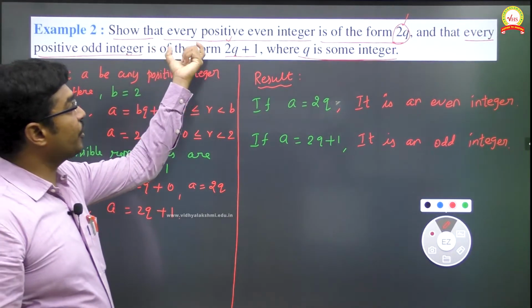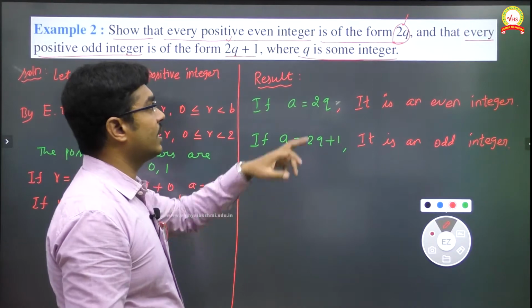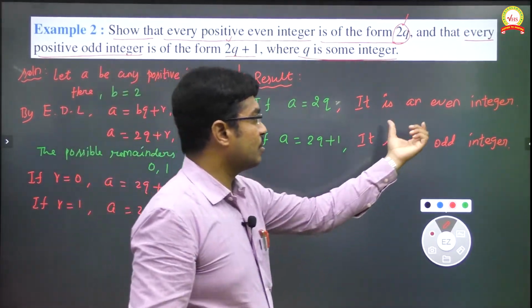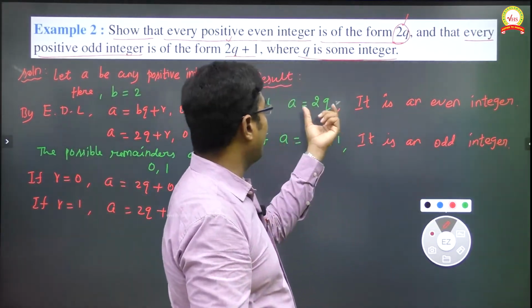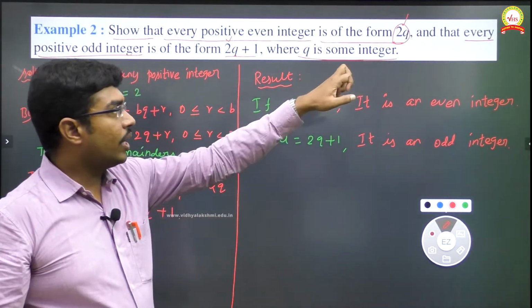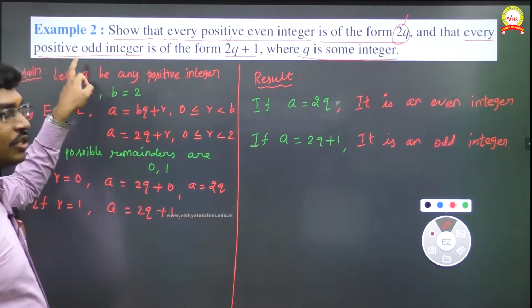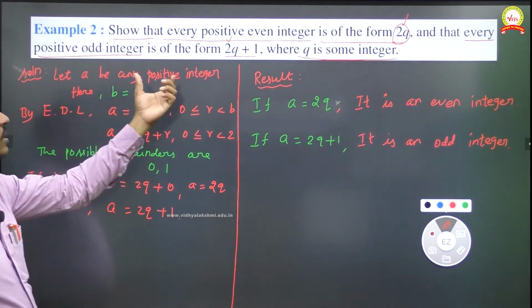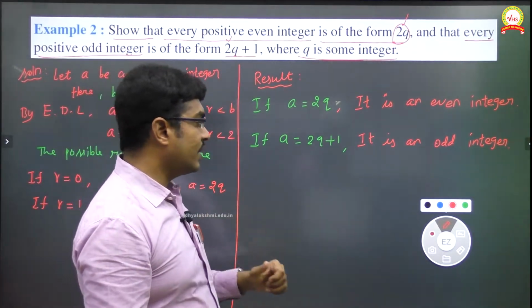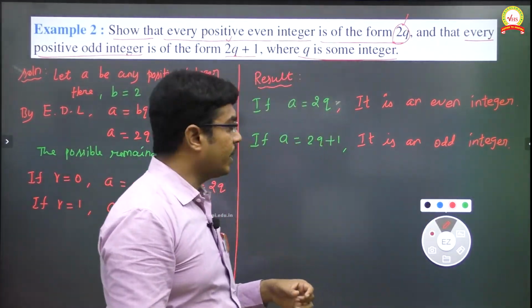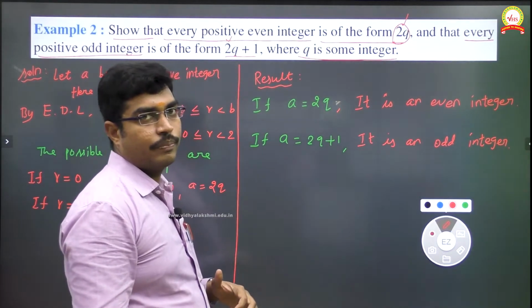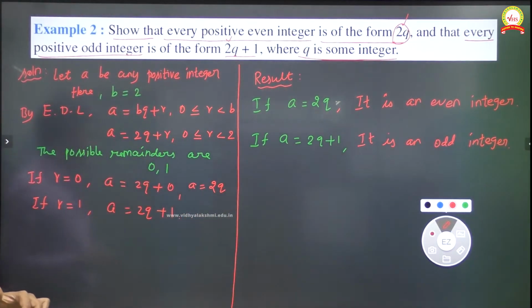Show that every positive even integer is of the form 2q. So, even integer is of the form 2q. Second one, and that every positive odd integer is of the form 2q plus 1. See this odd integer we got is 2q plus 1. Understood? It is a very easy problem. Okay, we are moving on to the next one.